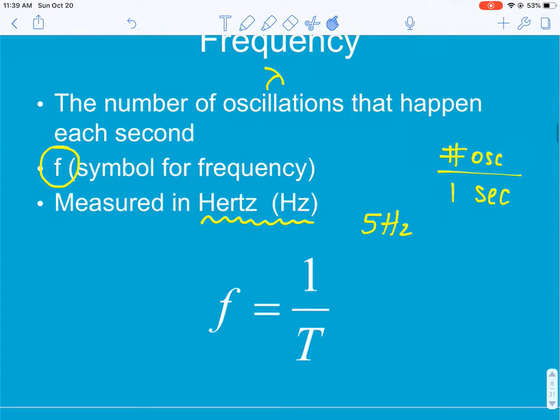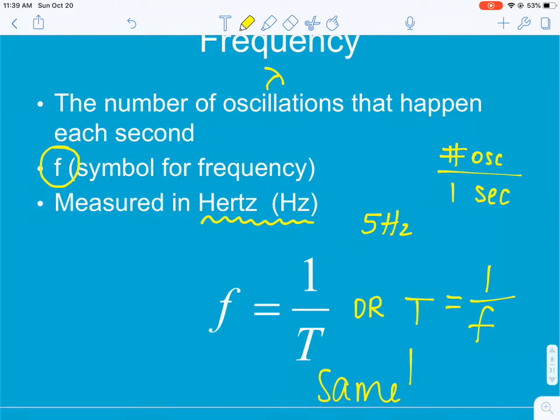And we have a very simple but weird looking equation to relate frequency and period. We can write it like this, saying frequency is 1 divided by period. Or we can say period is 1 divided by frequency. These are the same thing because they are just inverses, which is a fancy way of saying mathematical opposites of each other.